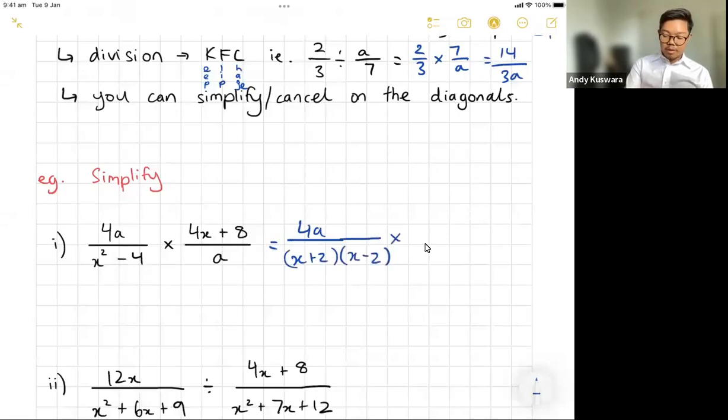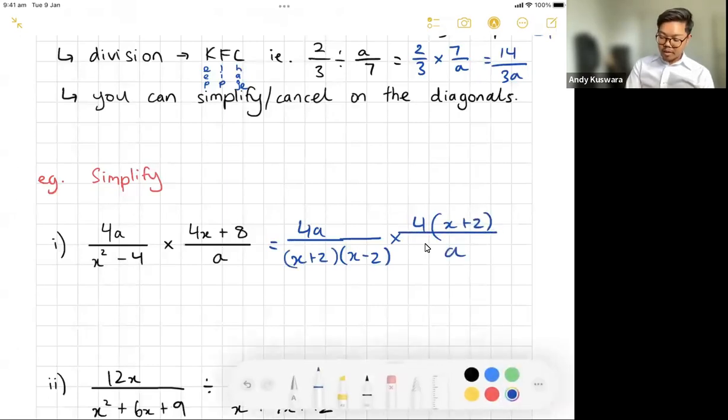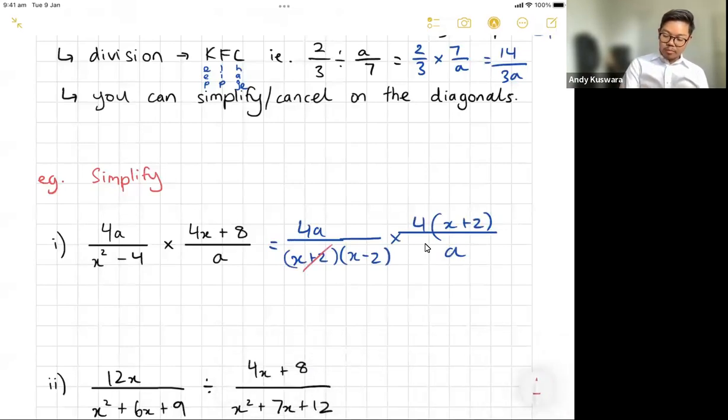And then the next term here, I can see there's a common factor of 4. So I'm going to take that out and factorize it. That leaves me in the bracket just x plus 2. And then it's going to be all over a. Now, in terms of what I'm crossing out, I can see 1 x plus 2 on top and 1 x plus 2 on the bottom. So I can cancel one each. And I can also see 1 a at the top, 1 a at the bottom. I'm going to cancel those.